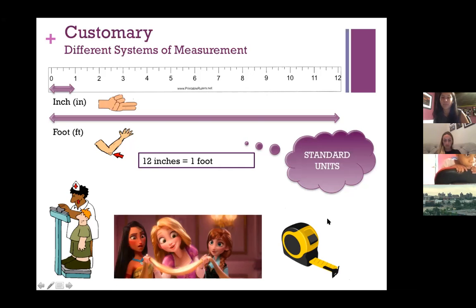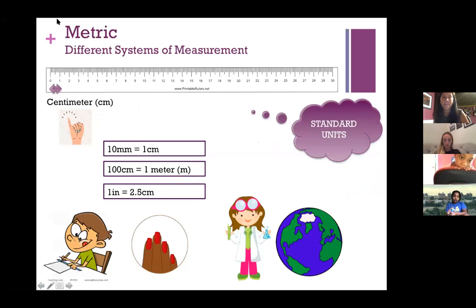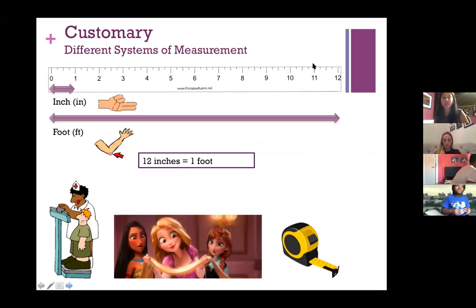Customary. So one system of measurement we learned about today is customary. Skyla, can you tell us what the other was? We learned about customary and we learned about... what does this say, Skyla? Metric. I see your mouth moving. I can't really hear you, but I know you know the answer. We learned about metric and we learned about customary. Great work. We are going to move on.